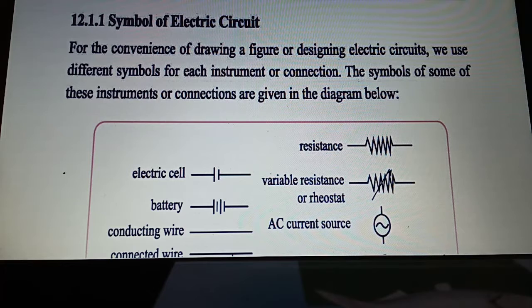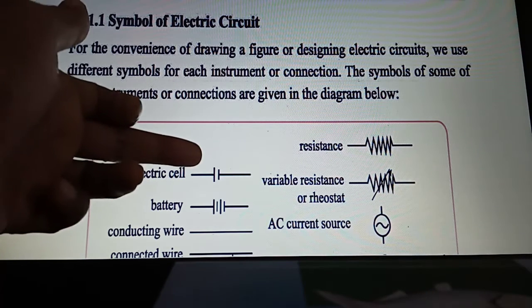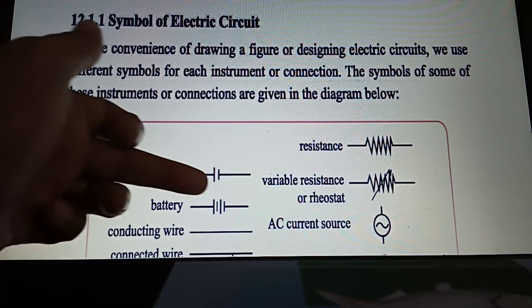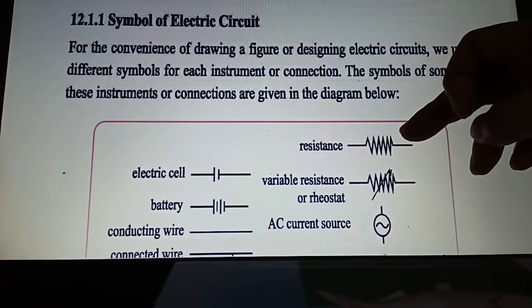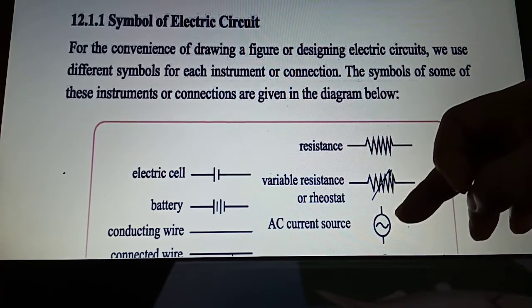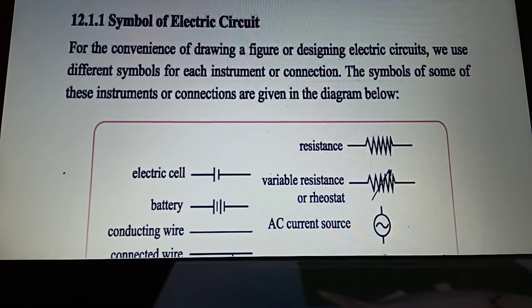Here we can see some symbols. For the convenience of drawing a figure or designing an electric circuit, we use different symbols for each instrument or connection. The symbols of some of these instruments or connections are given in the diagram below. Let us see here: this symbol is electric cell, this is battery, this is conducting wire, this one is connected wire, this one is resistance, this one is variable resistance, and this is the AC current source.